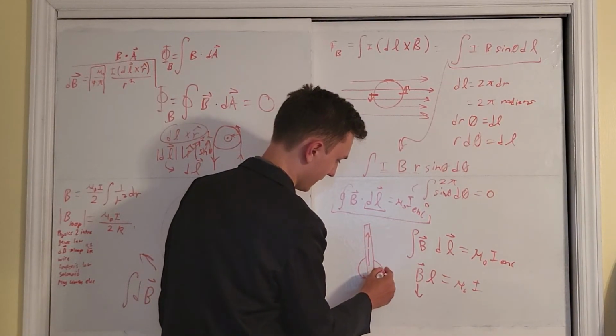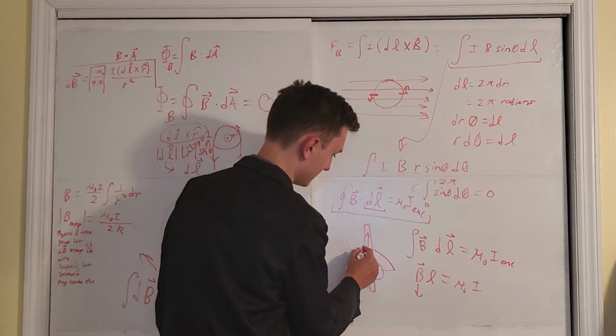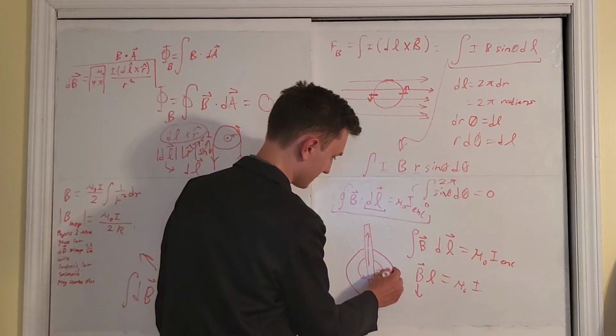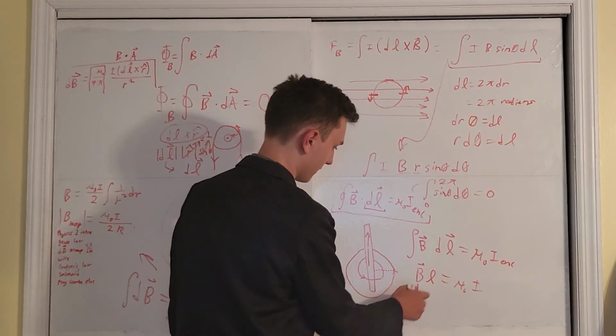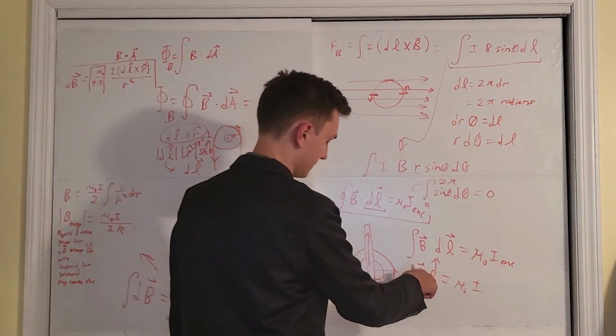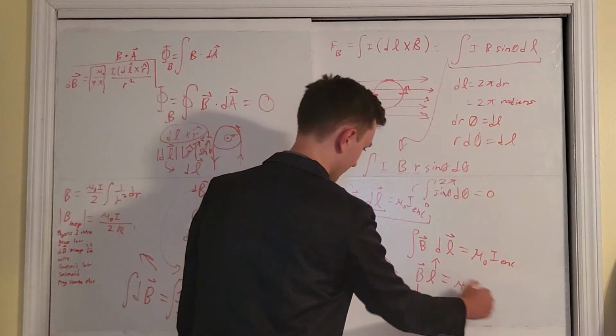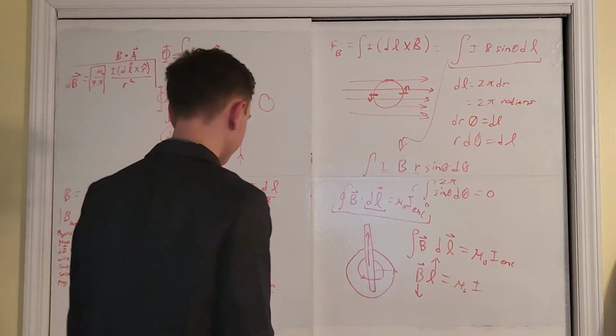The further away from our wire that we get, the less intense our magnetic field becomes because the length of our path increases. So as the length of our path increases, the magnetic field strength must decrease to compensate and to keep the right side constant, okay?